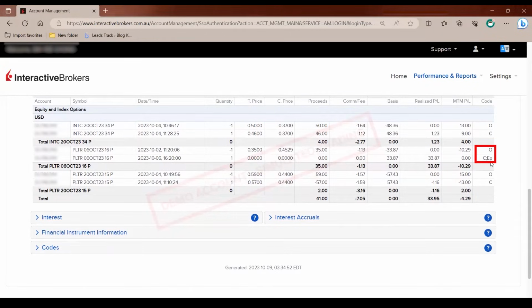But then what is EP? EP means it's expired. So this means that these put options actually expired last week. So how do you read this? Here, -1 means you sell 1 put option. This +1 means that you buy back the position because you wanted to close it. This refers to the price that you put in, the limit price. This is the premium that you actually collected or paid. And this is the commission fee. Here will show how much profit and loss you actually gain.